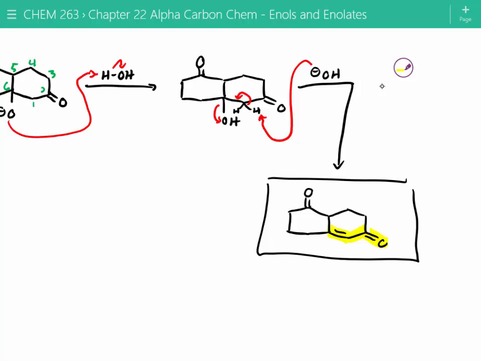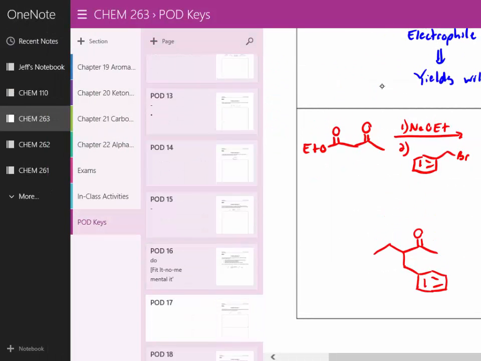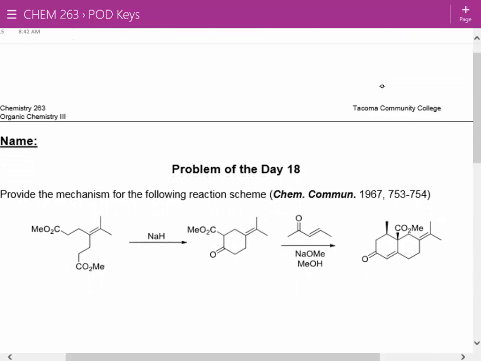So in the Robinson annulation, you form these 6-membered rings. You may need to use this on your problem of the day a little bit. But one thing I wanted to point out on the problem of the day is, can you guys imagine being in the 60s and say, all right, this isn't even the final product, but say, all right, retrosynthetic analysis, what starting materials do I need to make this? And be like, oh yeah, obviously I need this guy. Like, this is the most elaborate game of chess you can play.